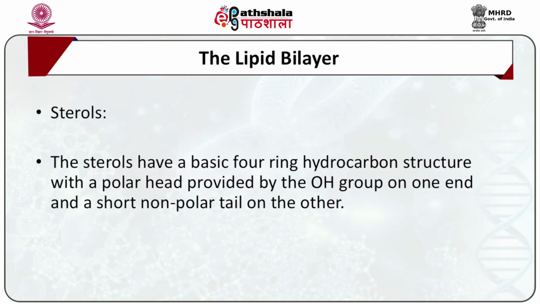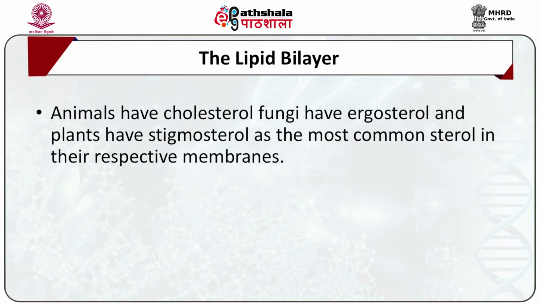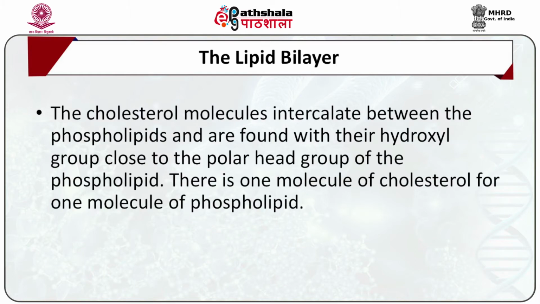The third backbone, sterols. The sterols have a basic 4-ring hydrocarbon structure with a polar head provided by the OH group on one end and a short non-polar tail on the other. Animals have cholesterol, fungi have ergosterol, and plants have stigmasterol as the most common sterol in their respective membranes. The cholesterol molecules intercalate between the phospholipids and are found with their hydroxyl group close to the polar head group of the phospholipids. There is one molecule of cholesterol for one molecule of phospholipid.